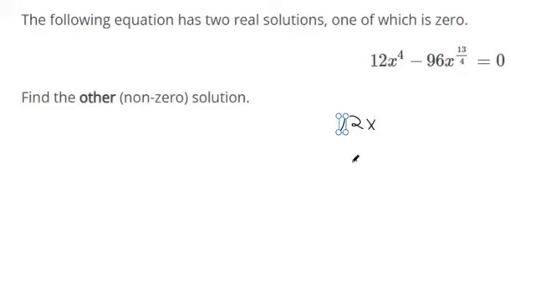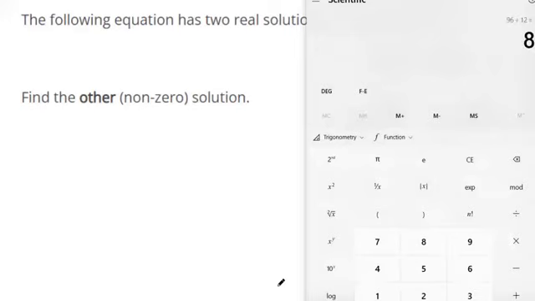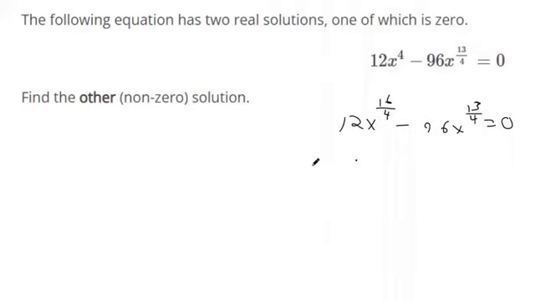So x to the fourth. We can do 4 times 4 makes 16. x to the fourth is the same thing as 16 over 4, right? And let's see, does 96 divide by 12? Does that work? That works. So we can factor out a 12.